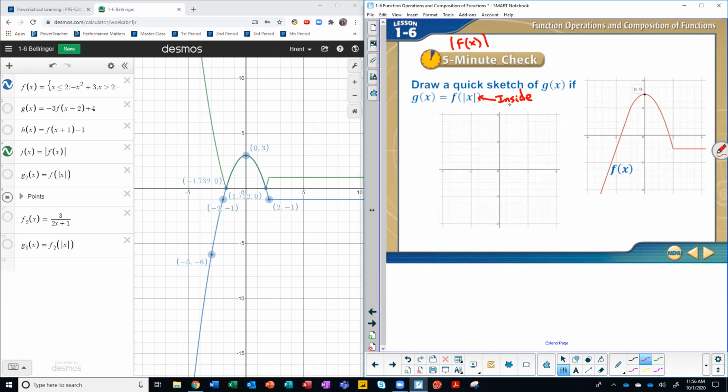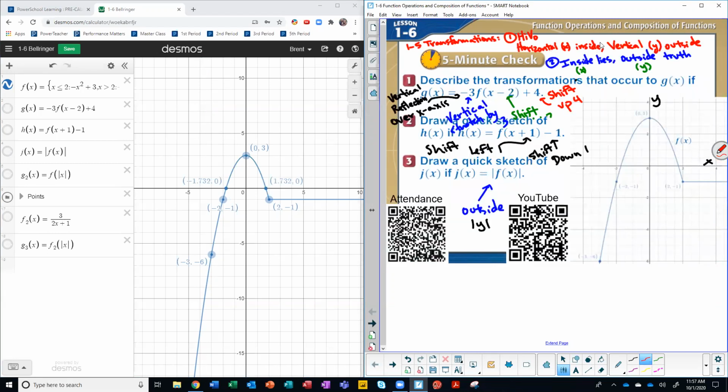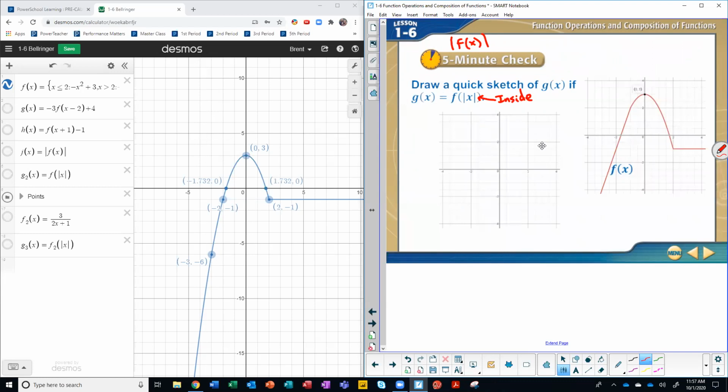If something's inside, does it affect the x's or the y's? Is it going to change x's or change y's? Let's go back and look because I'm hearing both. If it's on the inside, it's horizontal, changing the x's. Inside's horizontal. And if it's on the inside, it also lies. So what does that mean?